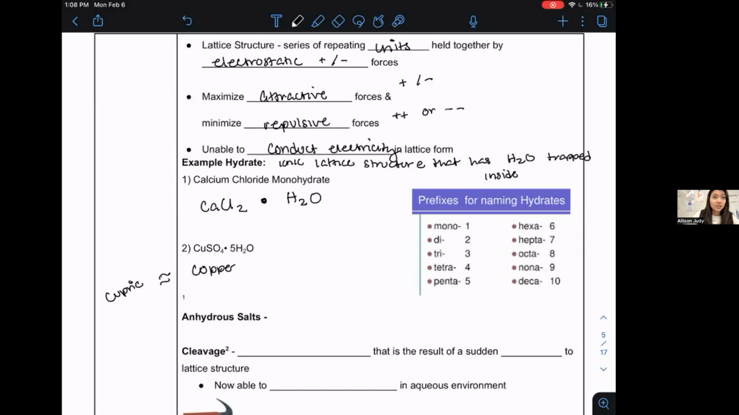Copper is a transition metal. So copper 2 sulfate. And then what we call it is pentahydrate. And you do not need to put the enter in. It's just that I ran out of room.